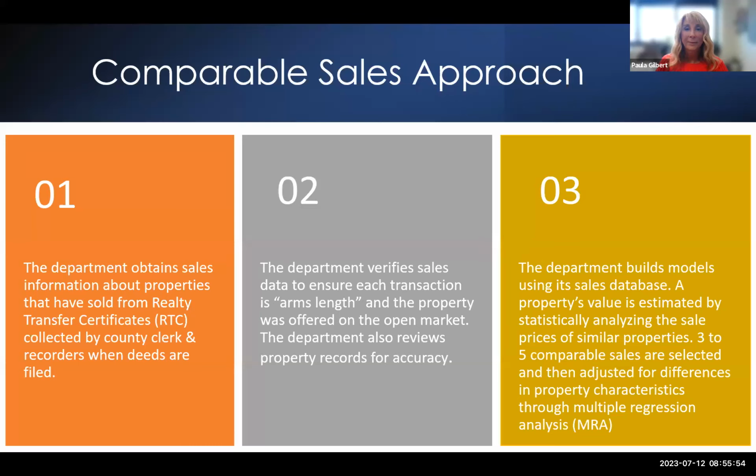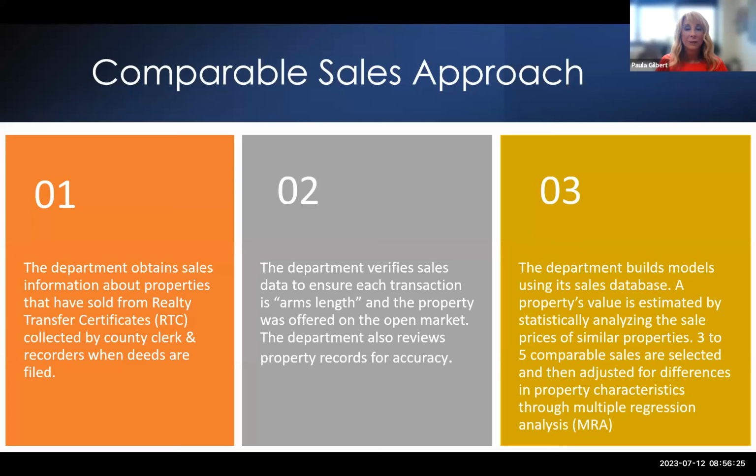For residential property, multiple regression analysis is used, which means that we take the sales price as one dependent variable and then add multiple other variables and characteristics such as square foot of living area, basement size and finish, quality of construction, year built, condition, and other amenities such as garages, decks, and open porches, and assign them a value based on the sales in that model.